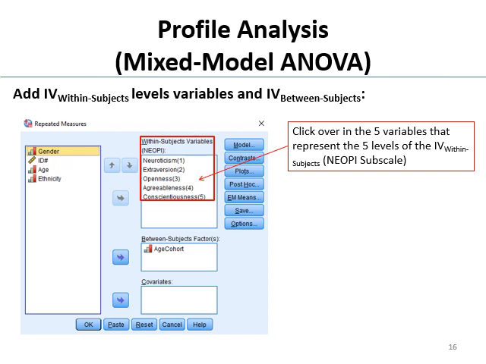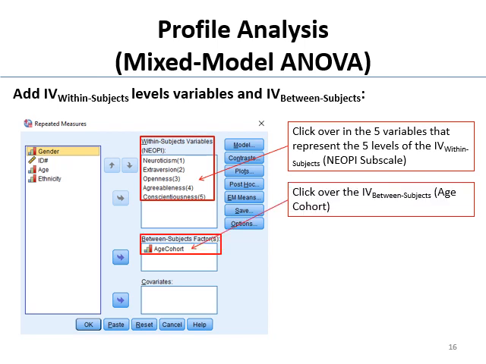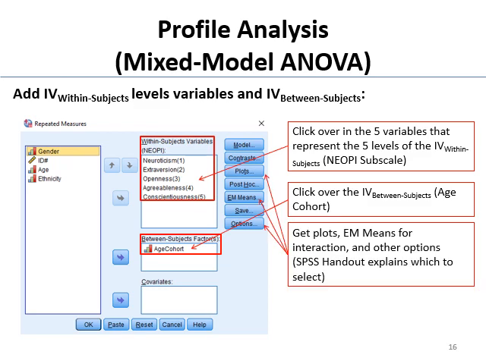If you remember, originally it just says parentheses 1, 2, 3, 4, and 5, and we just clicked over the neuroticism, extroversion, openness, agreeableness, and conscientiousness in that order to represent those 5 levels. Down here in the bottom, we have put our between subjects IV, that's age cohort. There is some stuff you gotta make sure you get. You gotta get the EM means for the interaction. Other options I tell you about on your SPSS assignment.